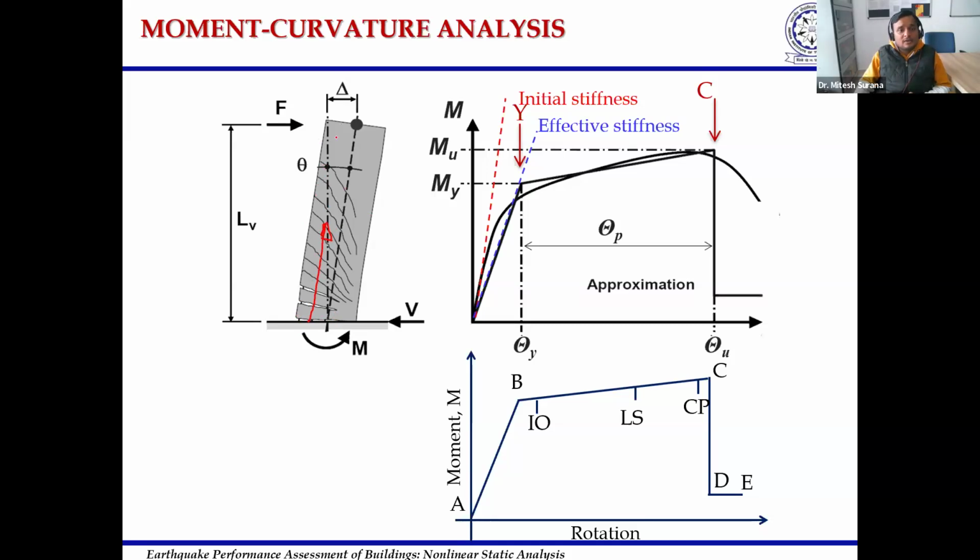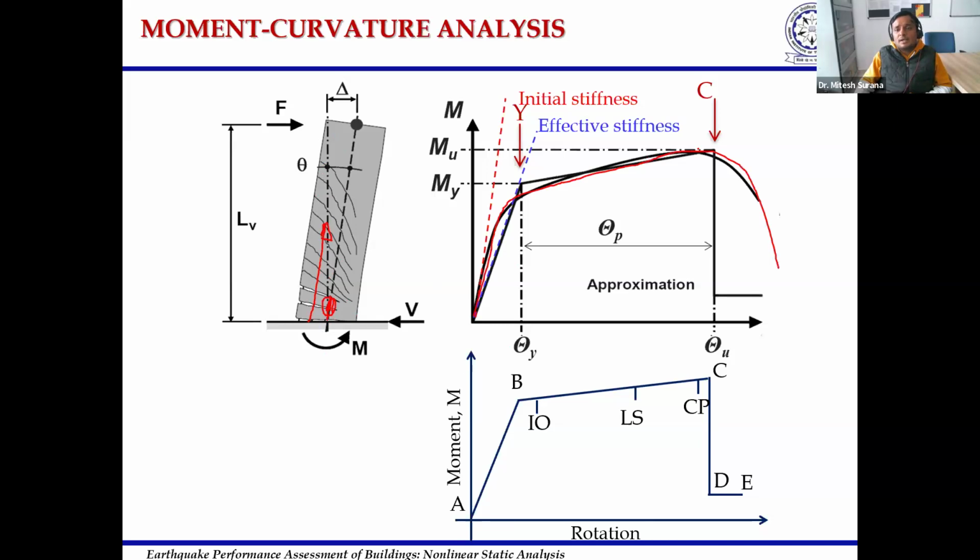Not at the topmost face, but it will propagate from the bottom to top. And there will be a certain point after which this shear wall will completely experience a plastic hinge near the base, and it will undergo large deformation without significant increase in the lateral load. So if we plot this force versus displacement or moment versus curvature for this particular shear wall, it will look like a curve something like this.